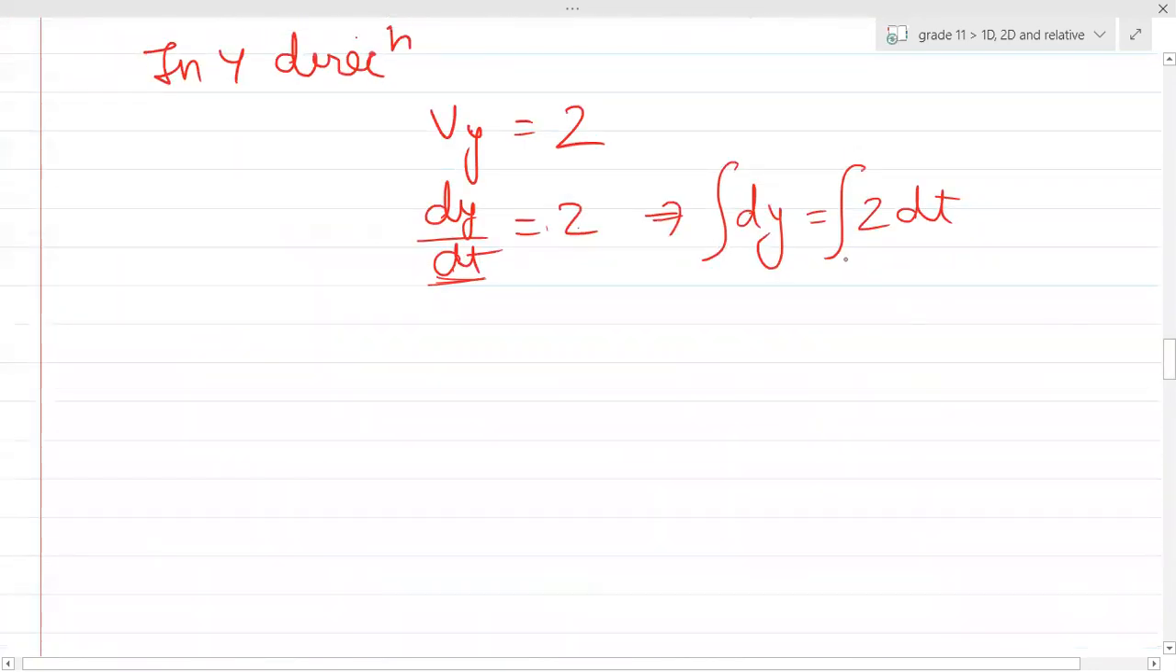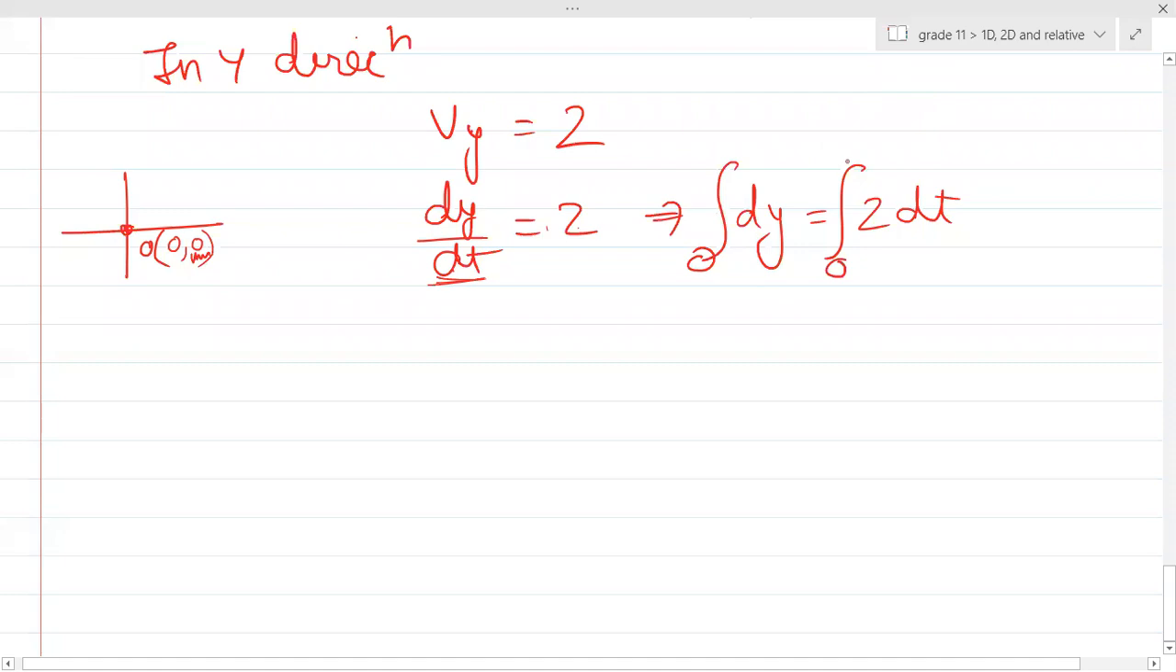So when time was 0, the object started at origin. And what is the value of y coordinate at origin? This is your origin. Can anyone tell me what is the coordinate of origin? 0, 0. So basically, what is the y coordinate at origin? 0. So yeah, what's the big deal? Are you getting my point?